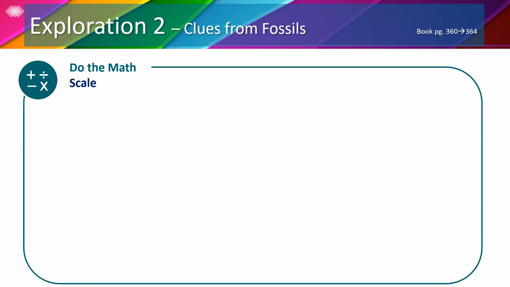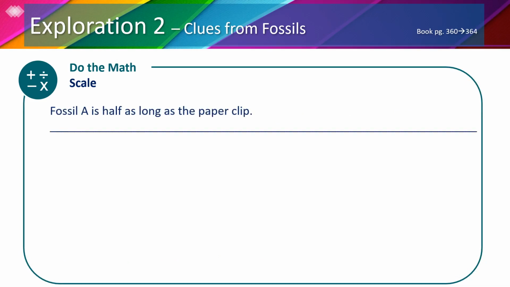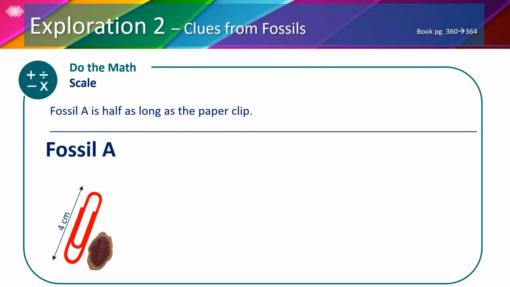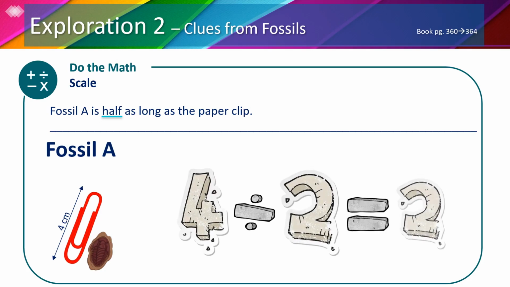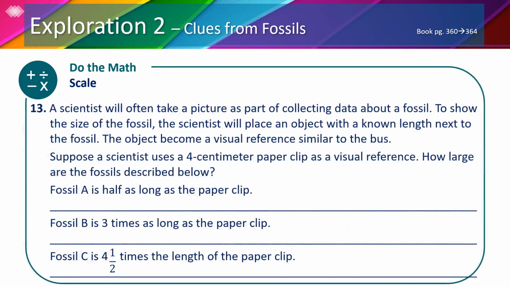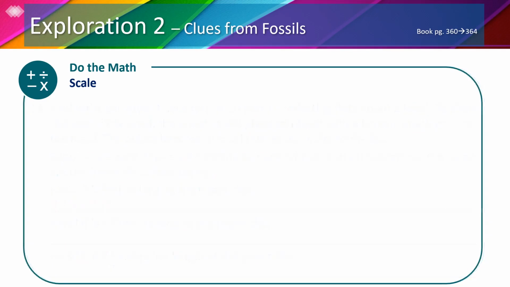Let's break it down, starting with fossil A. It is half as long as the paperclip. This is the paperclip measuring 4 centimeters. Let's pretend this is fossil A and it is half as long as the paperclip. You know that when we say half, we divide by 2. So let's divide 4 by 2. We get 2. That's right. So in our books, we write 4 divided by 2 equals 2 centimeters.